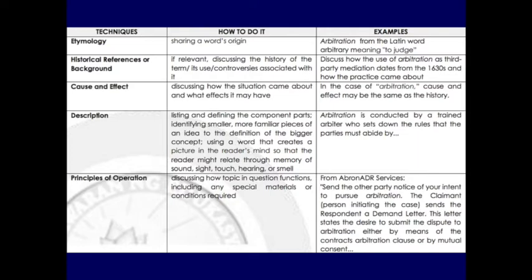Cause and effect: discussing how the situation came about and what effects it may have. In the case of arbitration, cause and effect may be the same as the history. Description: listing and defining the component parts, identifying smaller, more familiar pieces of an idea to the definition of the bigger concept, using words that create a picture in the reader's mind so that the reader might relate through memory of sound, sight, touch, hearing, or smell. Arbitration is conducted by a trained arbiter who sets down the rules that the parties must abide by.